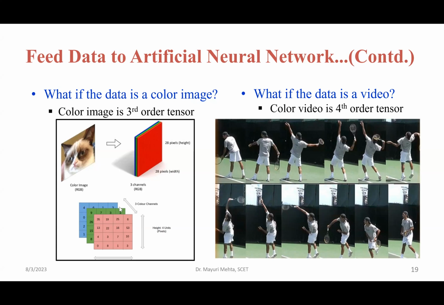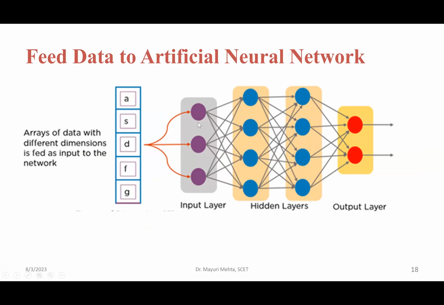This is your input layer. Then here there should be 2352 input neurons, so that you can feed 2352 values. Now this is about one color image.